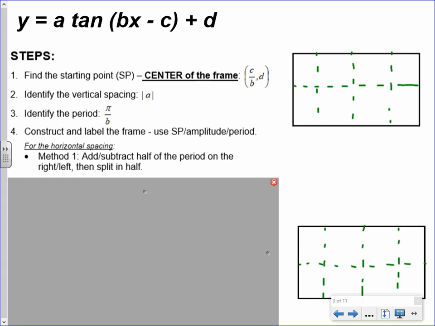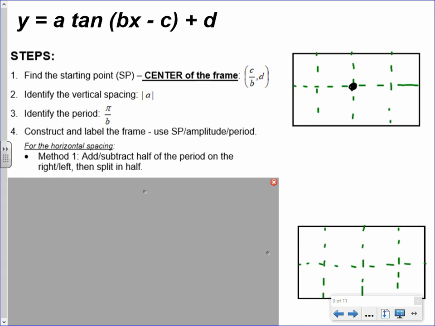Now, when we construct the frame, we're still going to go up and down A, but since our starting point is in the middle of our frame, we need half of the period to the right and half of the period to the left. So we're going to have to split it up. And then we'll still make our quarter marks as necessary.